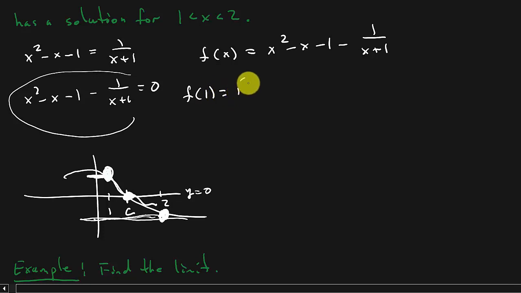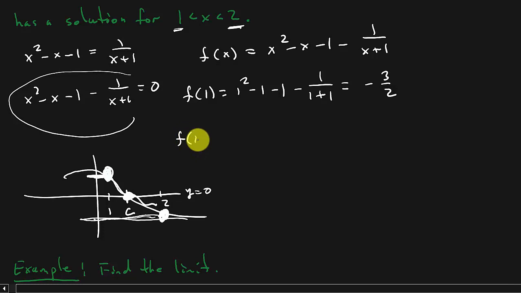We're going to do f of 1 is 1 squared minus 1 minus 1 minus 1 over 1 plus 1. All right, and when we plug that in, we get negative 3/2. And it doesn't matter the first one if it's positive or negative. Basically, all we have to do is evaluate this function at these two values here and show that one's positive, one's negative.